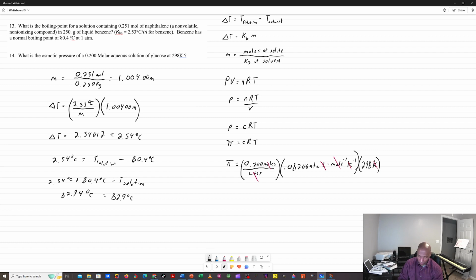So all I have to do is take 0.2 multiplied times 0.08206, then multiply that times 298, and I get pi equaling 4.89 atmospheres.